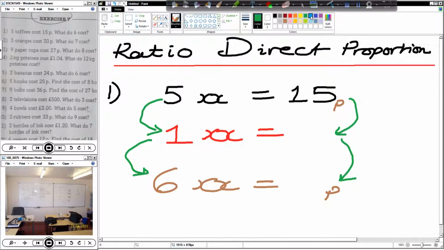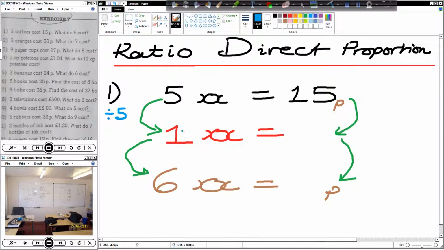So what do we do here? So 5 toffees to 1 toffee. How do we get from 5 toffees to 1 toffee? What do we do? We can't use the word minus. Divide. So we have one suggestion. We divide by 5. Any number divided by itself, Ali, will give you 1. Any number. 7 divided by 7 is 1. 10 divided by 10 is 1. Any number divided by itself gives you 1.